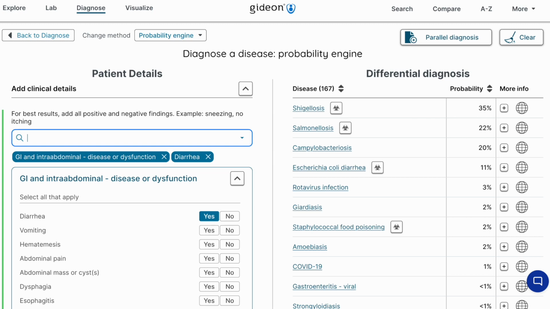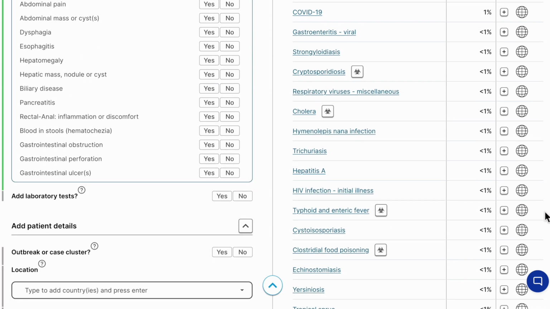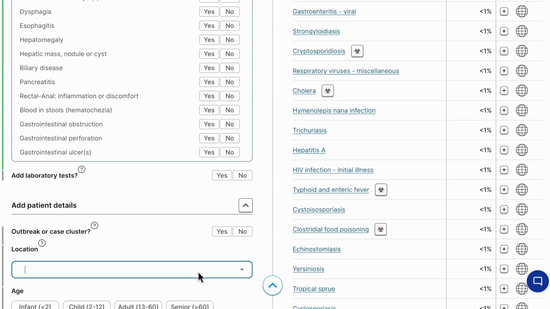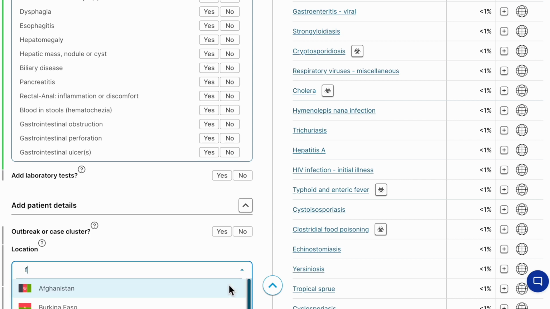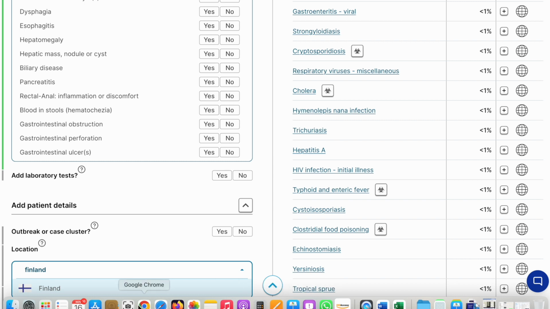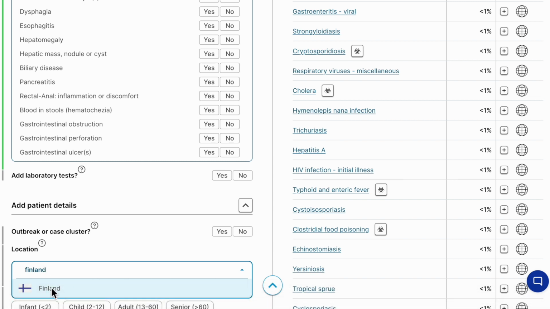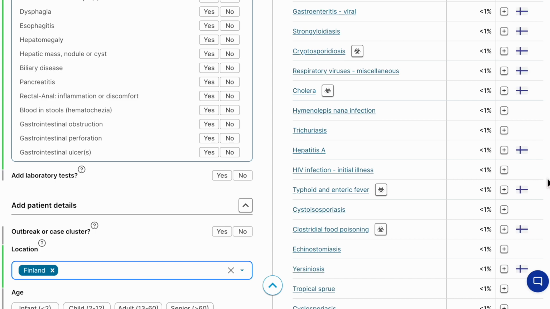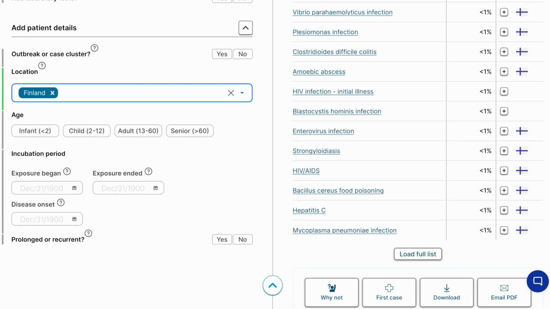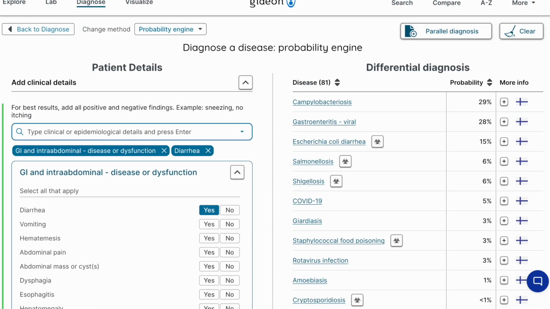referable to the abdomen, but we need not get into that right now. And we'll say it's a patient in Finland. And Gideon tells us that the differential diagnosis of diarrhea in Finland consists of 81 diseases. Now, the list that you're seeing is 100% sensitive and 100% specific.